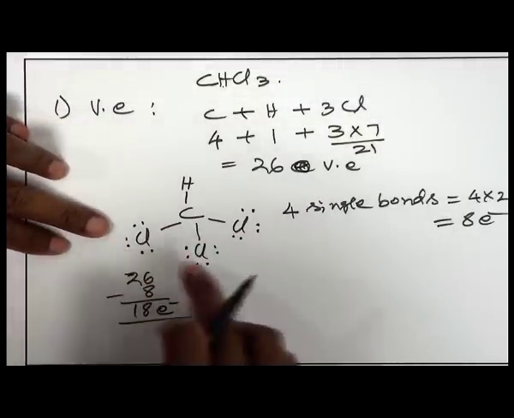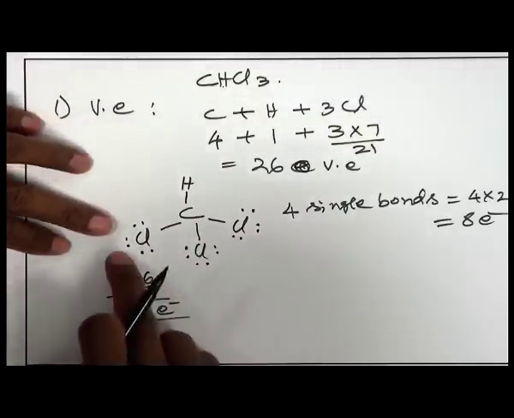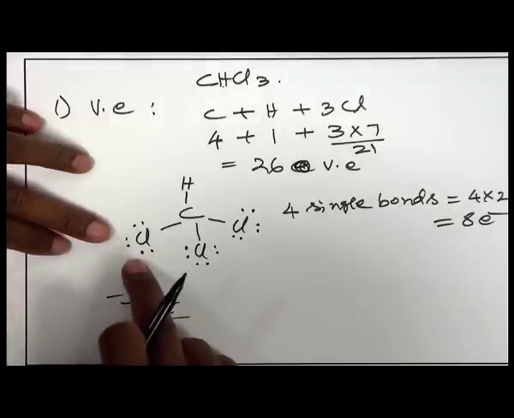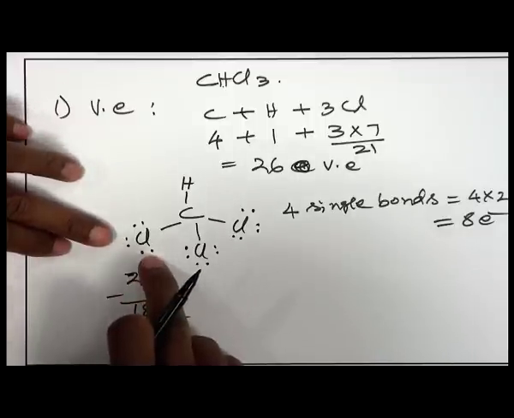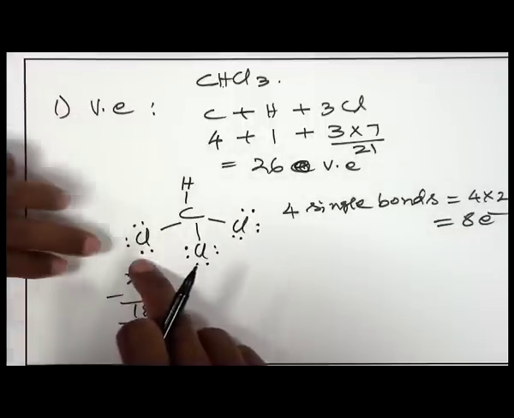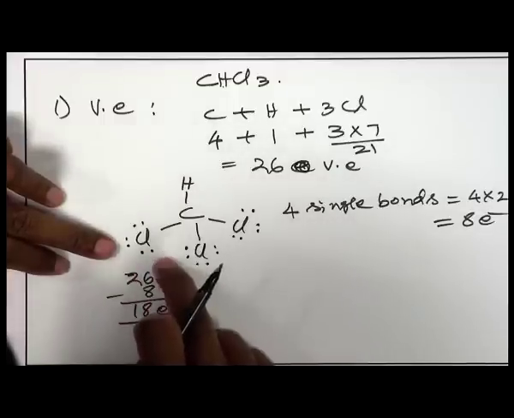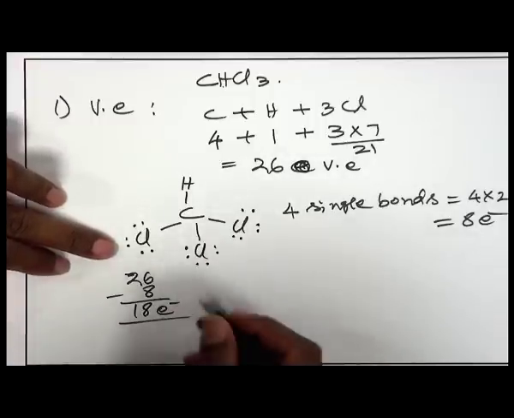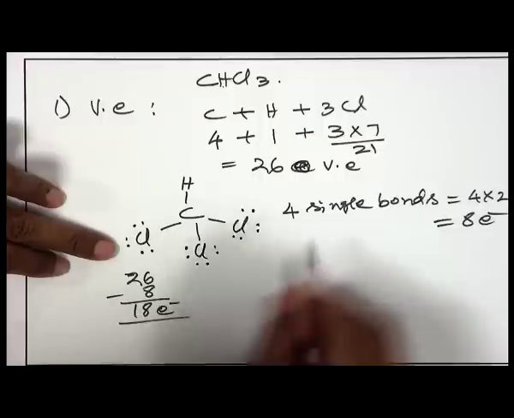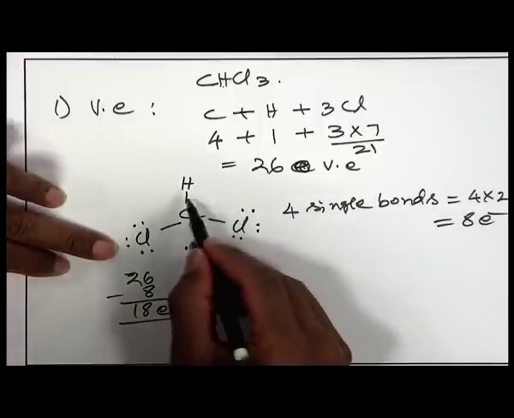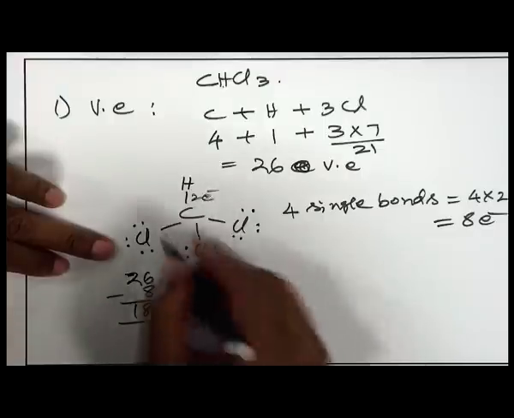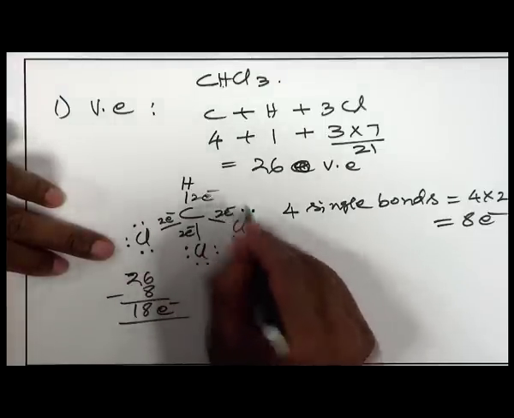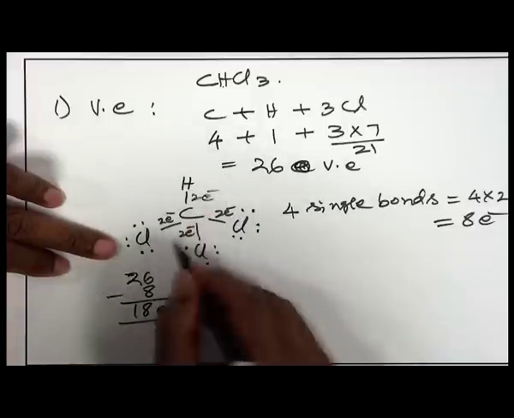Now we distributed 18 electrons as pairs. We have 3 lone pairs, 3 lone pairs, 3 lone pairs. 3 lone pairs means 3 into 2, 6, and 6 plus 6 plus 6 is 18. Now count the number of valence electrons; it should be 26. Here is 2 electrons, here is 2 electrons, here is 2 electrons, here is 2 electrons. So 8 electrons.